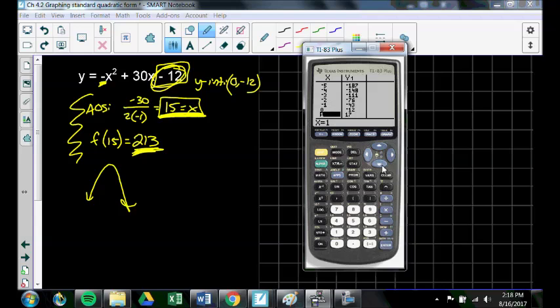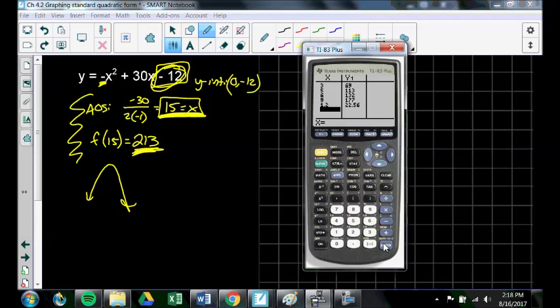You can also press second window, and that does table setup. Change the things in your table. What I like to do is change the independent variable, x, independent, to ask. So now when I go back to the table, I can type in whatever I want. So I would set that up if I were you. Second window to change your table setup. These are all things you will forget, so come back to these videos and watch them.